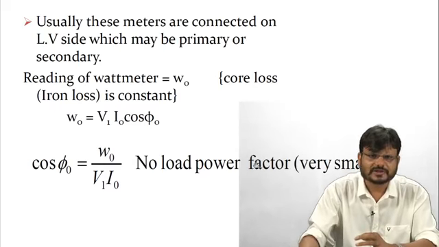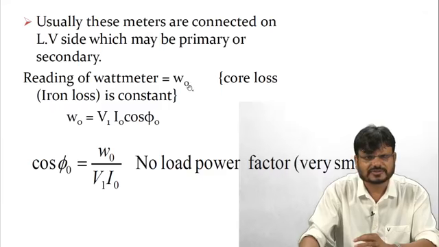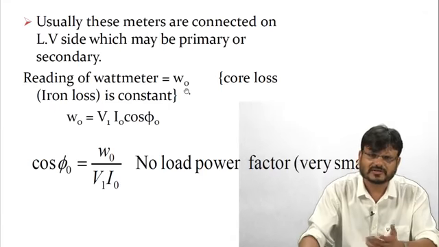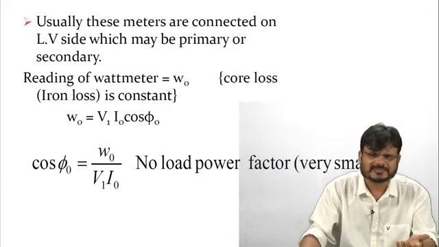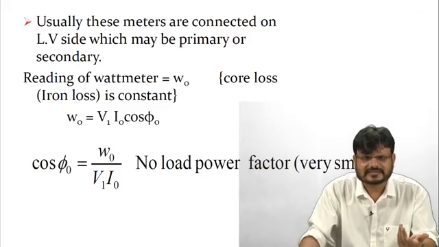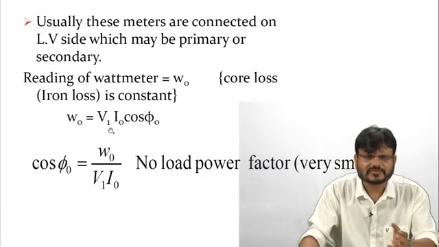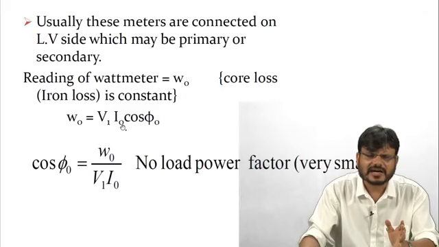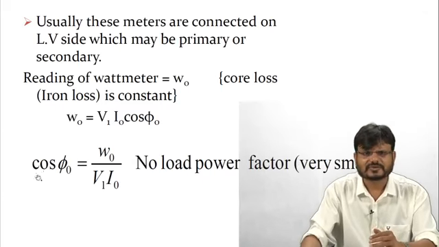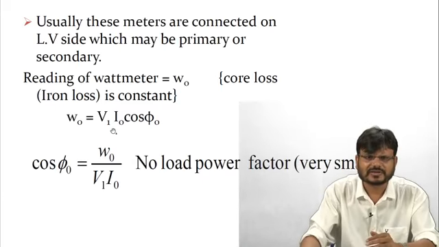As you know, the reading of the wattmeter gives this core loss. It can be denoted as W naught, or sometimes it is written as Pi, someone writes it like Wi. So here we are writing W naught. So W naught is equal to what? V1 into I naught cos phi naught, where V1 is the applied voltage, I naught is the no load current and cos phi naught is the no load power factor. So the no load power factor can be written as W naught divided by V1 into I naught.